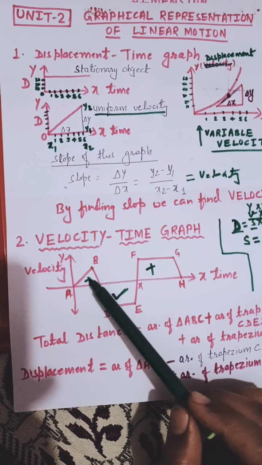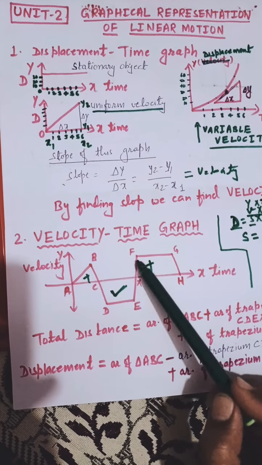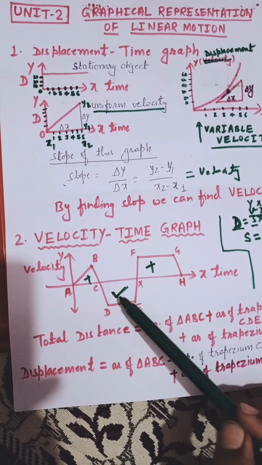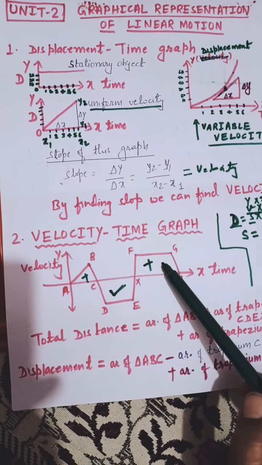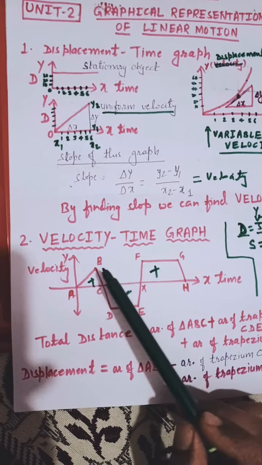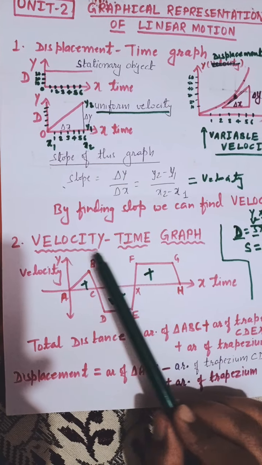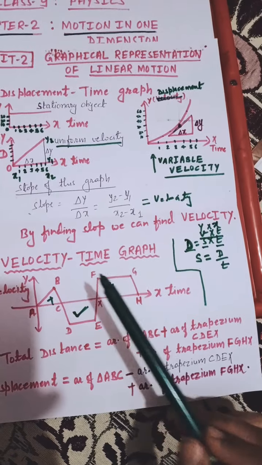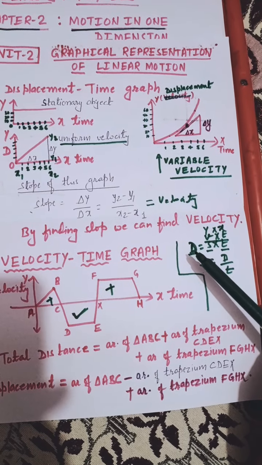So what do we observe? We got three different areas. This is one triangle, this is one trapezium, this is another trapezium. Now what is the use or purpose of drawing this velocity time graph? To understand this, we should understand this small formula.